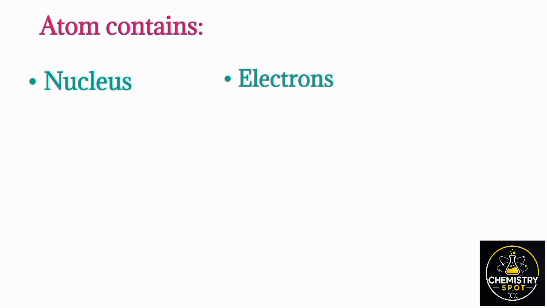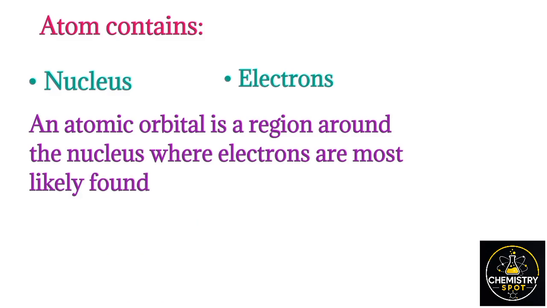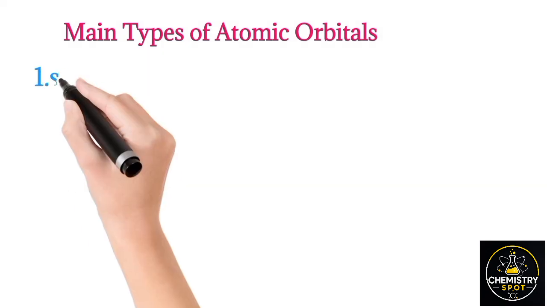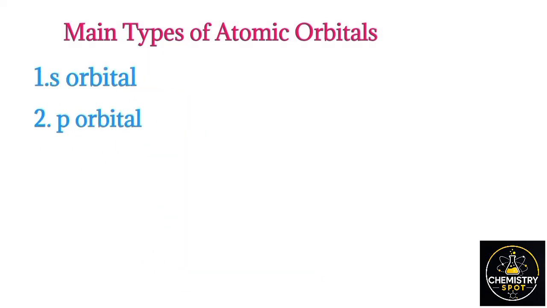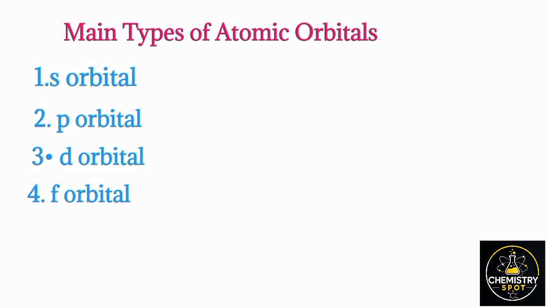Now let us understand atomic orbitals. An atomic orbital is a region around the nucleus where there is a high chance of finding an electron. In simple words, an orbital is an electron cloud around the nucleus. There are different types of atomic orbitals. These are s orbitals, p orbitals, d orbitals, and f orbitals. In chemical bonding, we mostly study s orbitals and p orbitals because these orbitals mainly take part in bond formation.